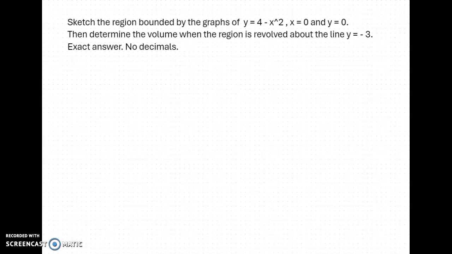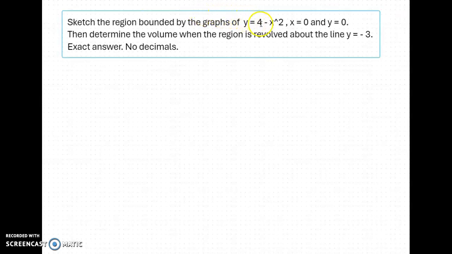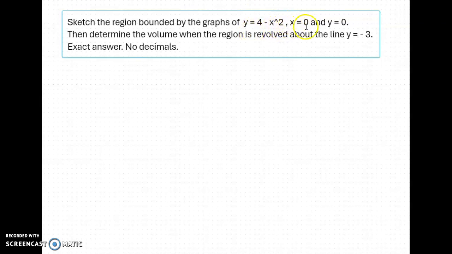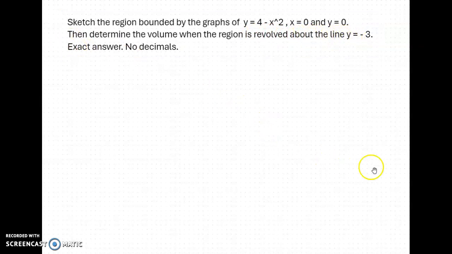So this question comes from the Unit 1 review. It's number 7, and it says to sketch the region that's bounded by the graphs of y equals 4 minus x squared, that's the parabola, x equals 0, which is the y-axis, and y equals 0, which is the x-axis. And then determine the volume when the region is revolved about the line y equals -3. And it wants an exact answer.